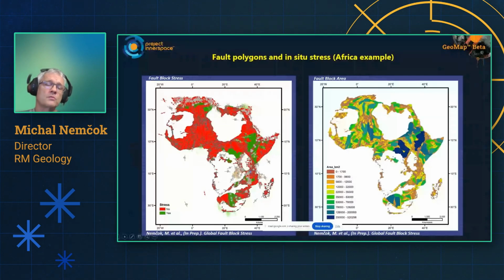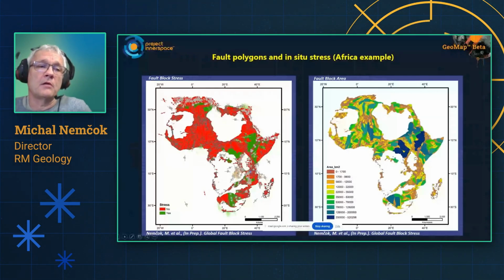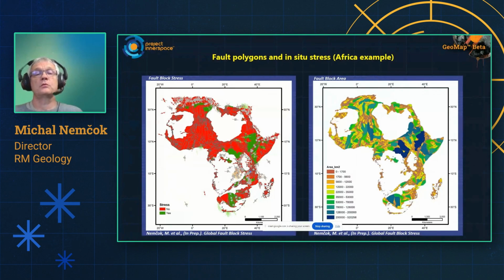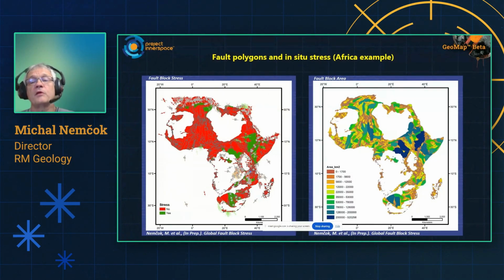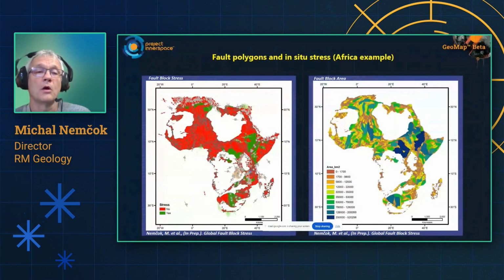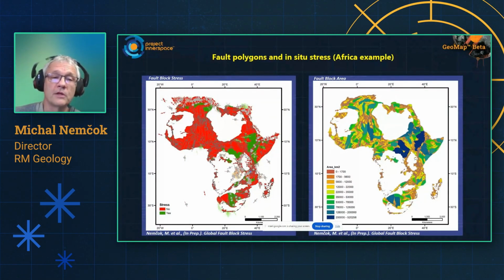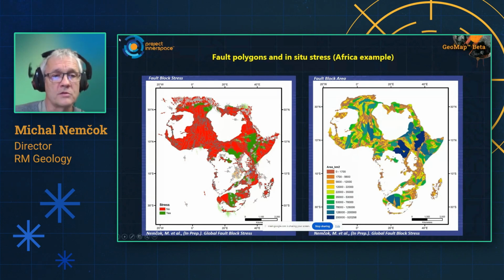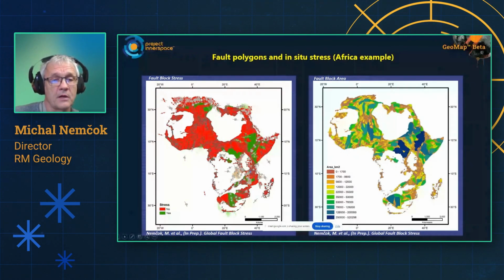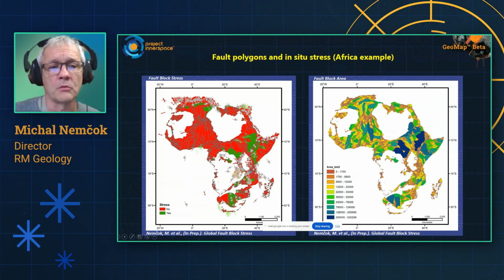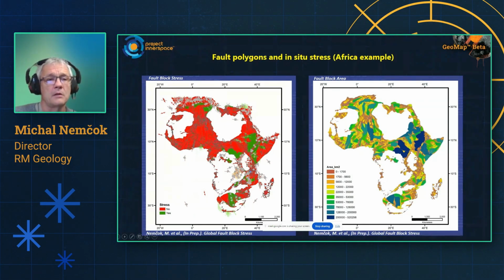So this is our result for Africa. Unfortunately, I can't show you the North American continent because we waited for input from another group, and it will take a while for us to do it. So we have to look at Africa, and here we can see 6 different categories of in situ stress data, which we processed from the World Stress Map. And here you can see our polygons.